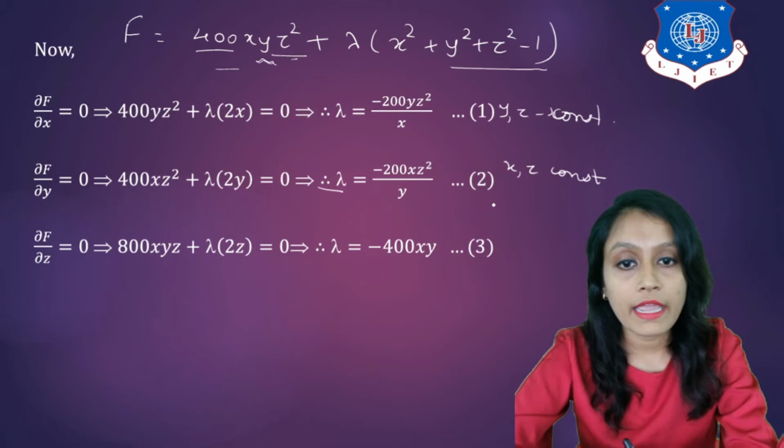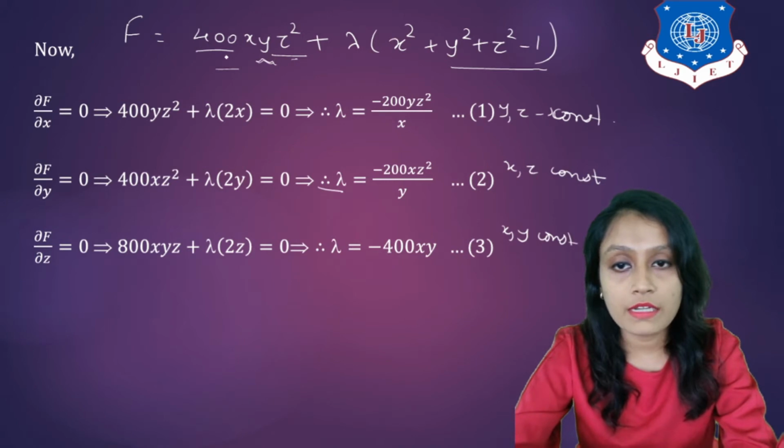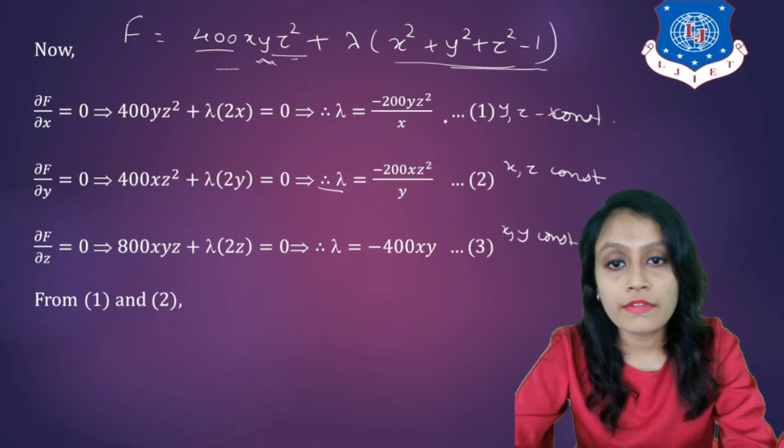So here x and y will remain constant. Okay, so this 400 xy will remain constant. Derivative of z square is 2z. So here we have 800 xyz plus lambda into 2z, derivative with respect to z. So you will get 2z equals to 0. Make lambda as a subject. So you will get minus 400 xy. Give it number 3. Now we have to equate equation number 1 and equation number 2.